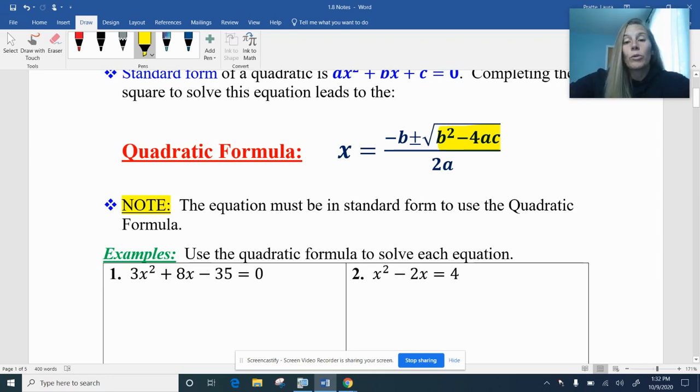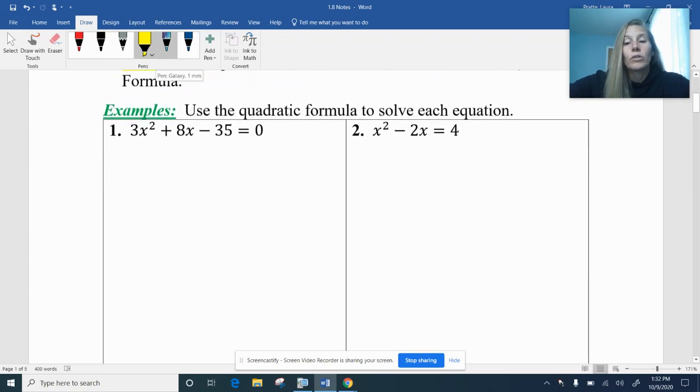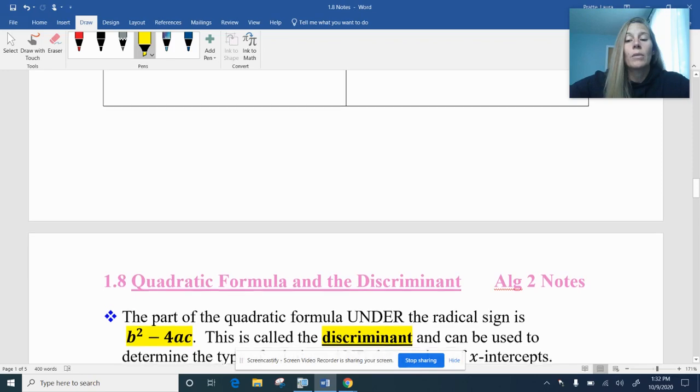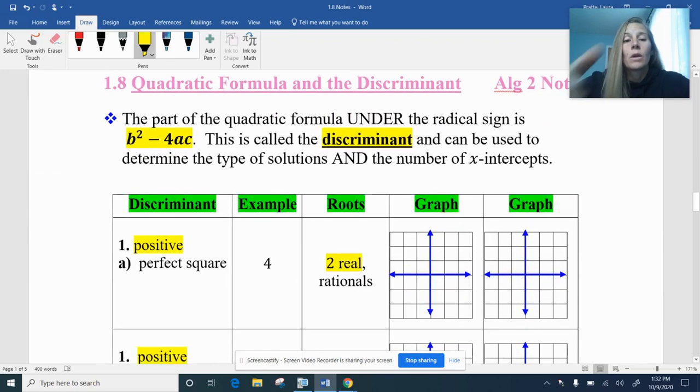So before we go through and use the entire quadratic formula, I'm going to skip ahead to just the discriminant, and we're going to talk about that a little bit more so we can see how it affects different parts of the quadratic equation. This part, the part under the radical sign, which like I said is b squared minus 4ac, is called the discriminant, and it can be used to determine the types of solutions and the number of x-intercepts.